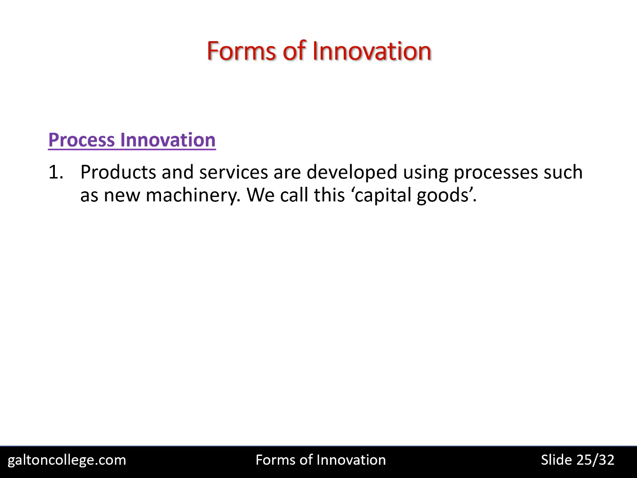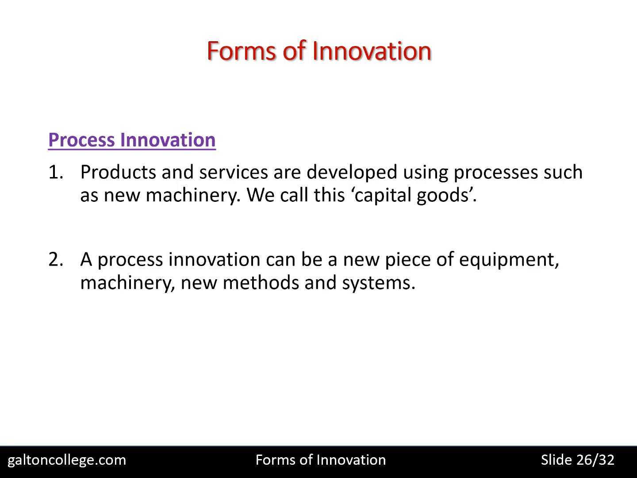are new machines. We have computer-aided manufacturing techniques, where the machine operators now program a computer to do a particular task. And through the use of sensors, the computer is able to produce a product to very high tolerances, which perhaps would have been a real challenge to a skilled artisan even. A process innovation can be a new piece of equipment, machinery, new methods and systems.